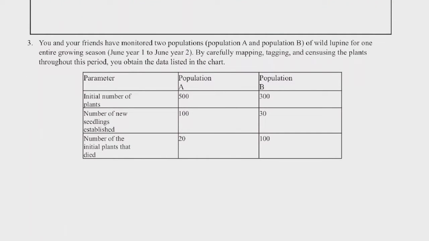Okay, 3. You and your friends have monitored two populations, population A and B, of wild lupine for one entire growing season, which is June year 1 to June year 2, so just 12 months. By carefully mapping, tagging, and censusing the plants throughout this period, you obtain the data listed in the chart. We have the initial number of plants, number of new seedlings established, and number of the initial plants that died. 500, 120 for A, 300, 30, and 100 B.